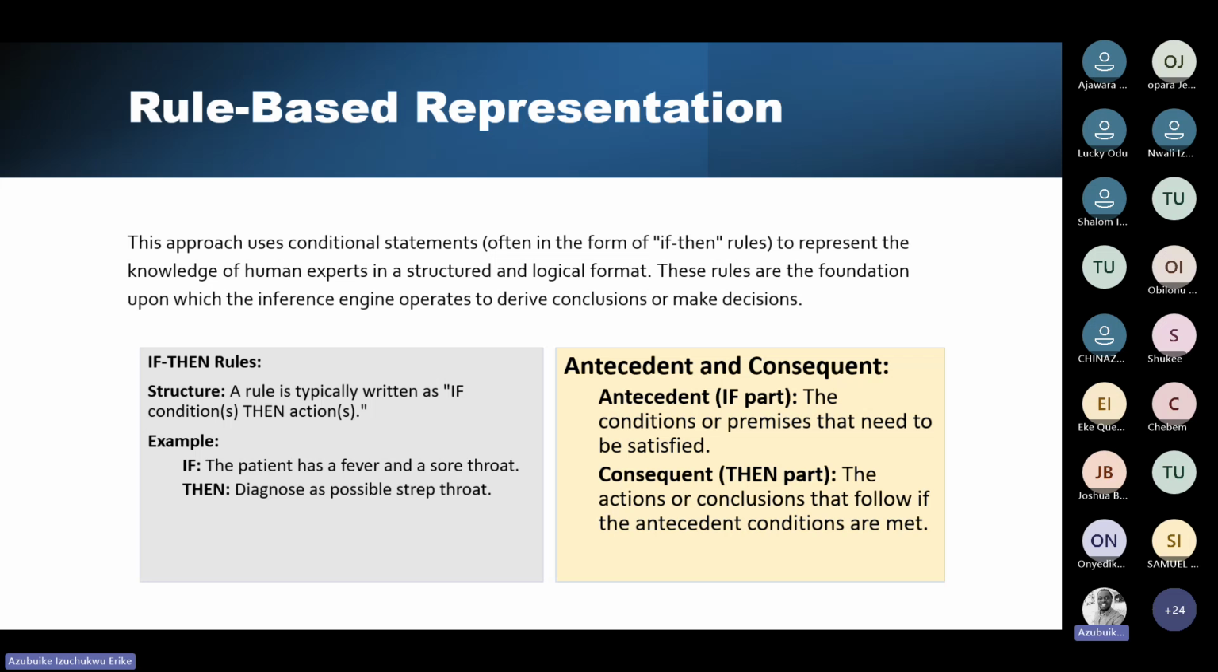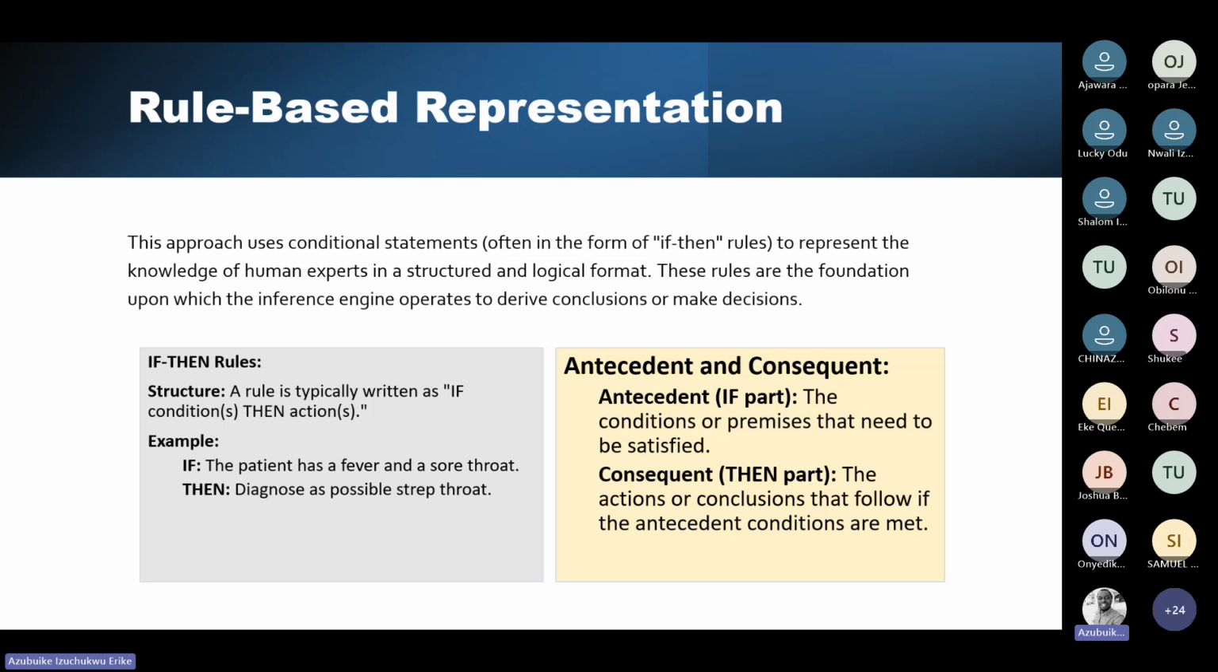Okay, we talk about rule-based representation. This approach uses conditional statements, which you already know, that often come in the form of if-then rules. It uses them to represent the knowledge of human experts in a structured and logical format. These rules are the foundation upon which the inference engine operates to derive conclusions or make decisions. Now, the word inference is to draw a conclusion. What do we conclude about this? If this is this, then we conclude that it is this. Are you getting what I'm saying?